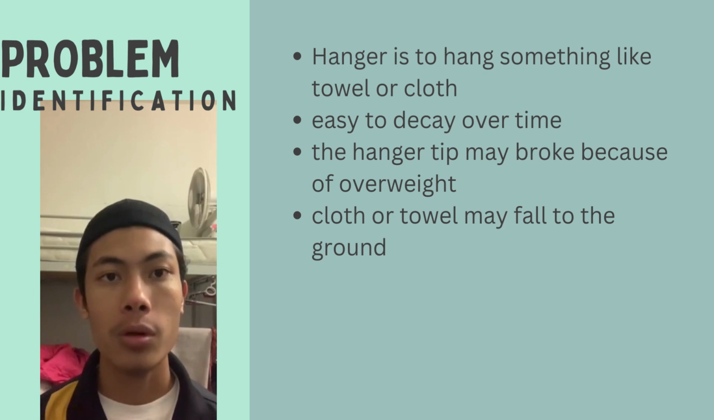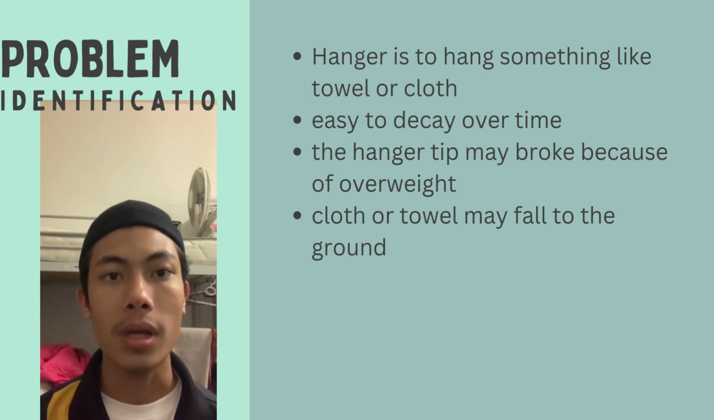For the problem significance, the problem is that the material being used is easy to decay over time, so the load that can be borne will also decrease. The thickness of the hook is only average, which means that the hanger can be used for dry towels only. If the towel is wet, the weight will be higher than the dry towel itself, so the hanger tip will break because of overweight.